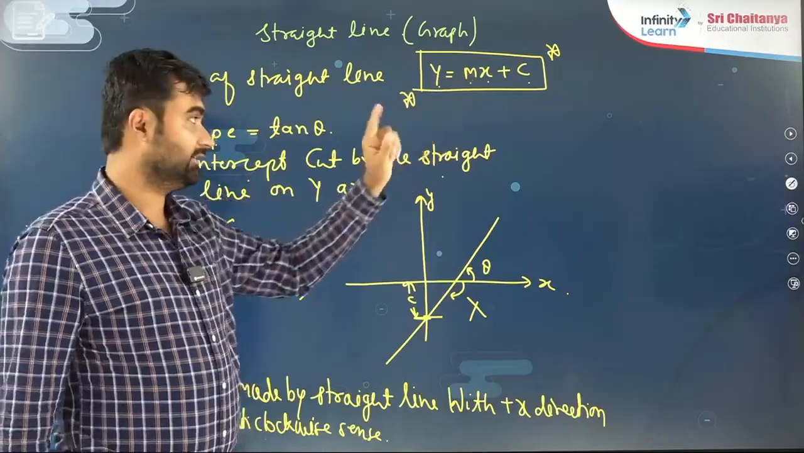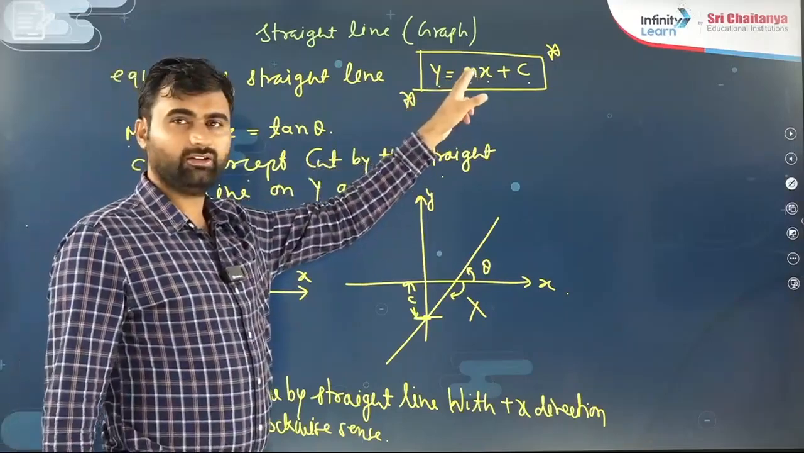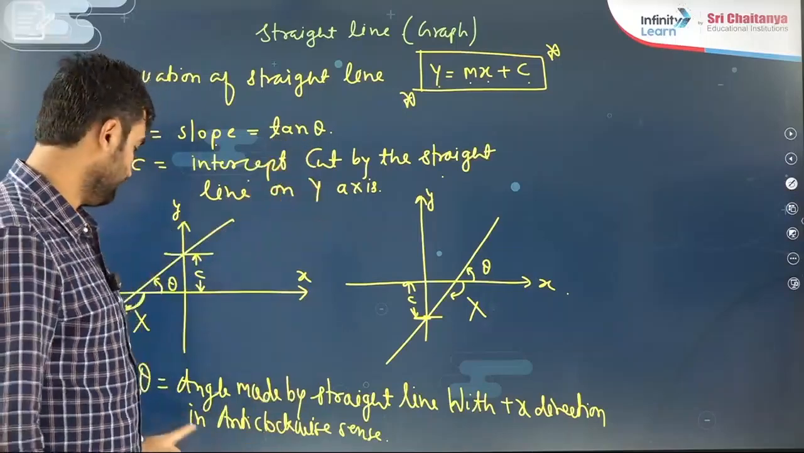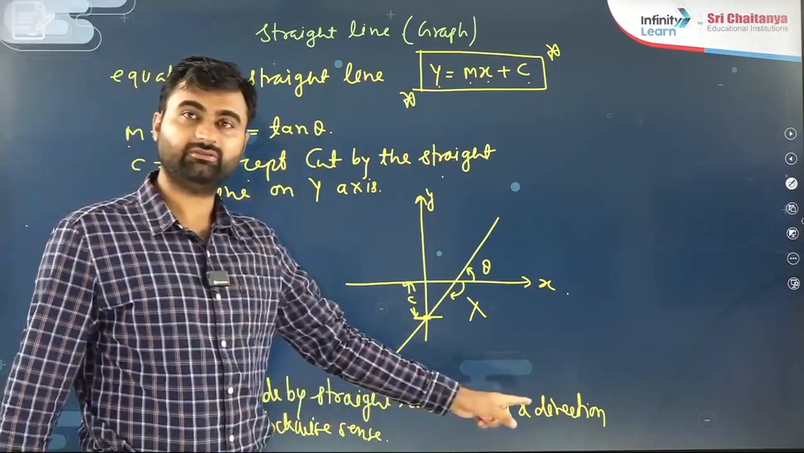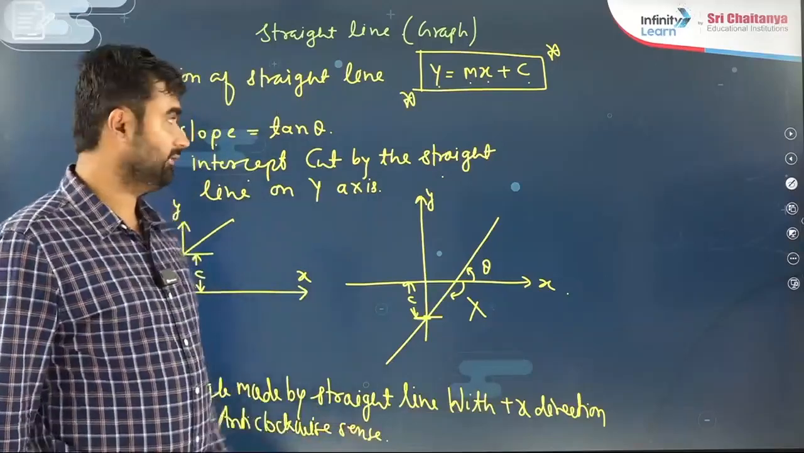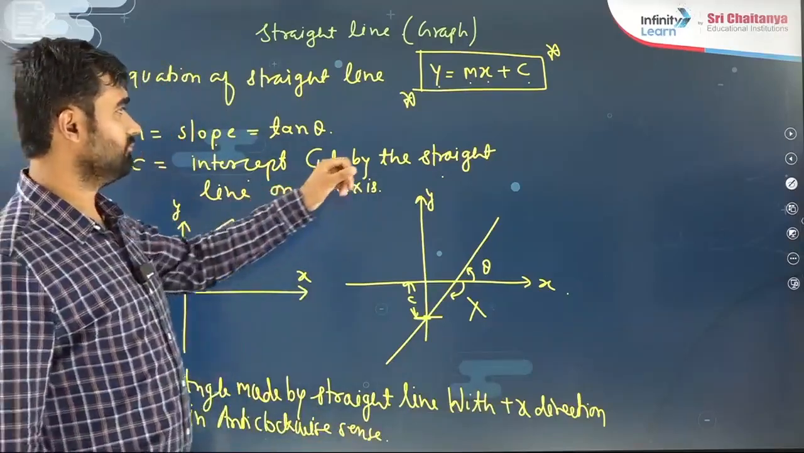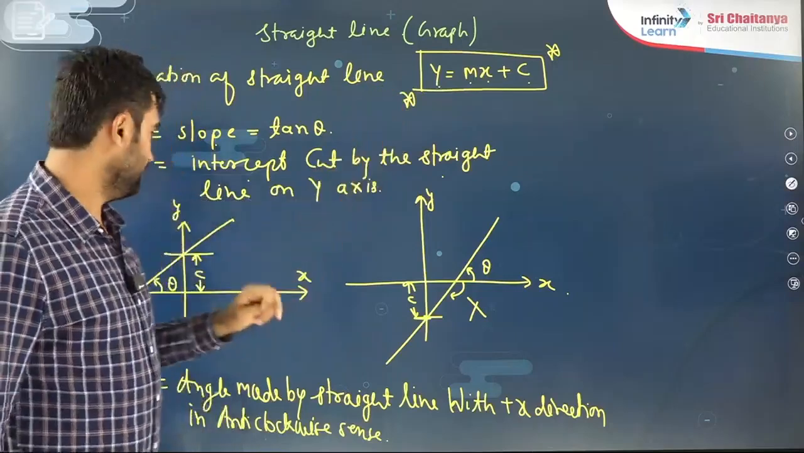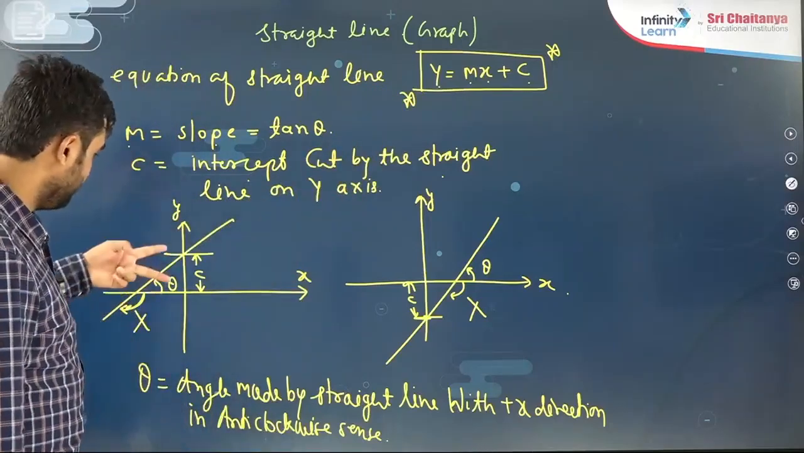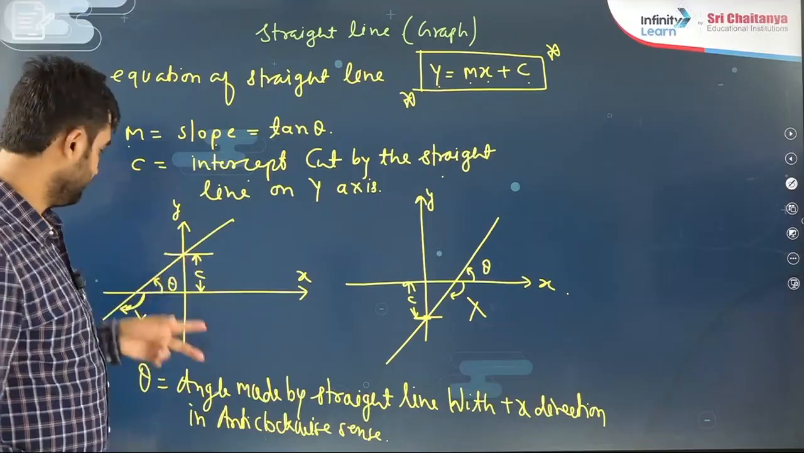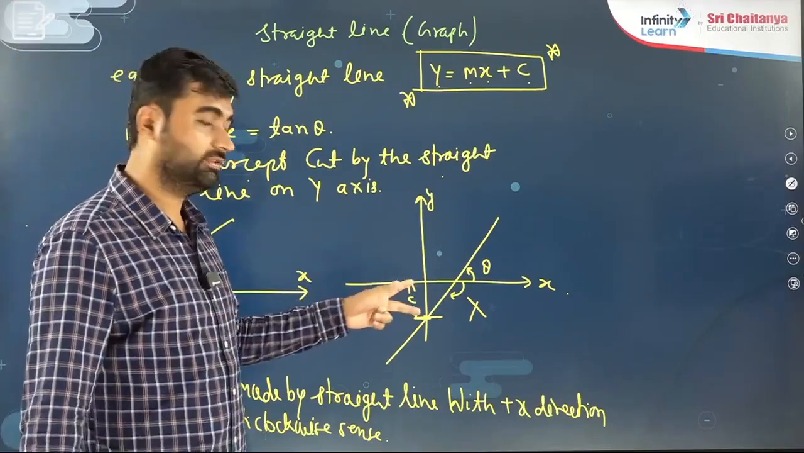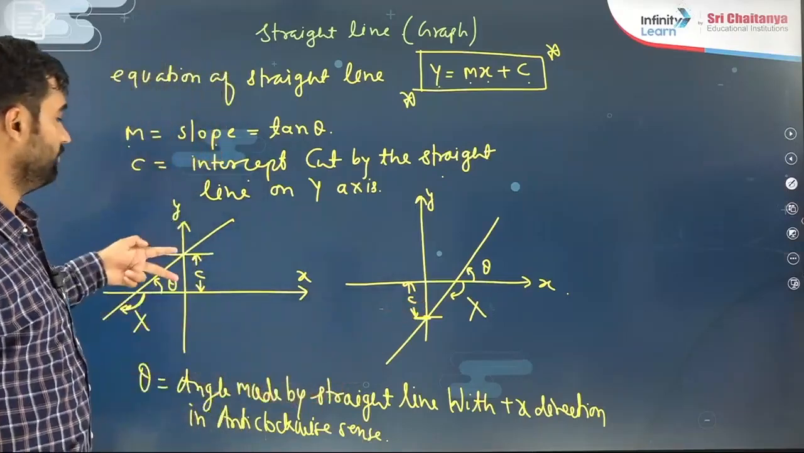So we discussed the equation of a straight line. Here two quantities are new, m and c. What is m? M is slope, which is tan theta. Theta is the angle made by the straight line with the plus x direction in the anti-clockwise sense. Then we discussed c. What is c? C is the intercept cut by the straight line on the axis. This is intercept. In this case negative, in this case positive.